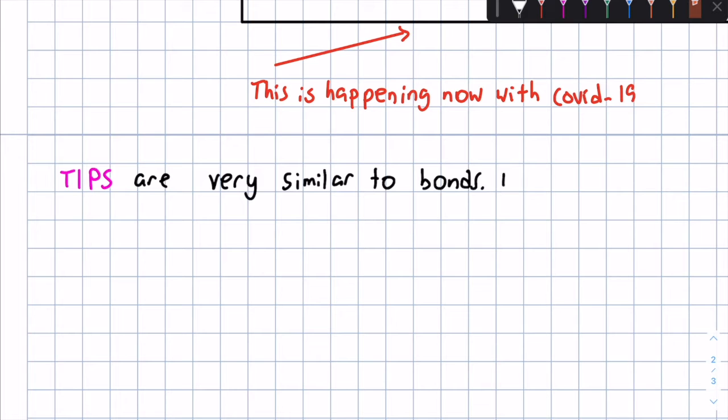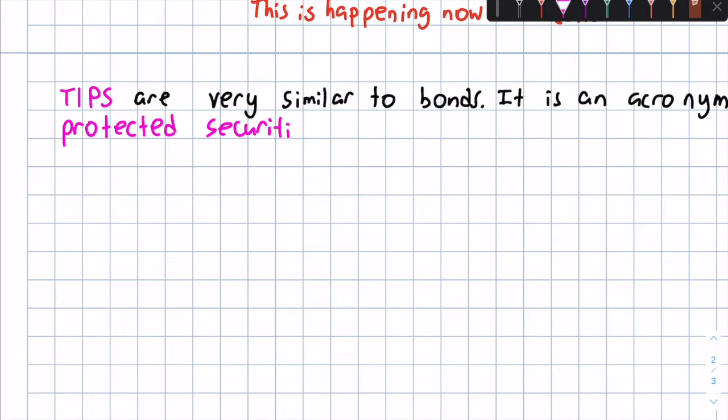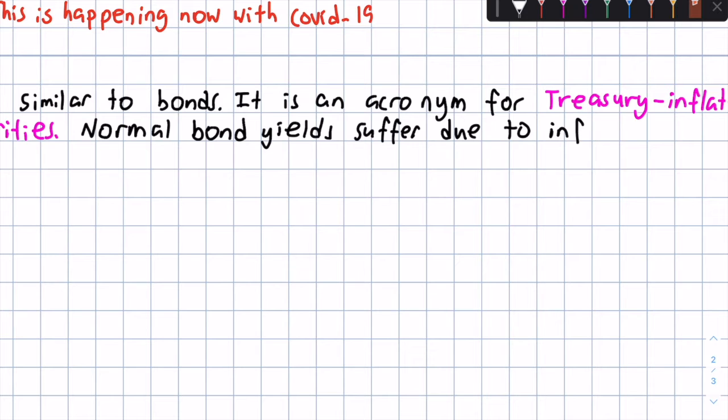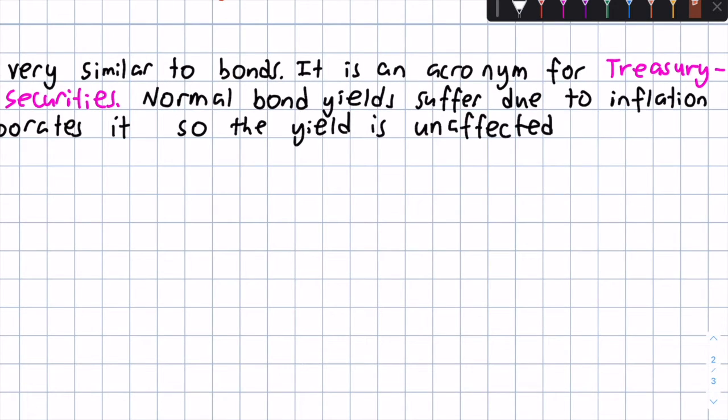TIPS are very similar to bonds. It is an acronym for Treasury Inflation Protected Securities. Normal bond yields suffer due to inflation, but TIPS incorporate it so that the yield of the bond is unaffected. And this is really important because we don't want to pay for the inflation.